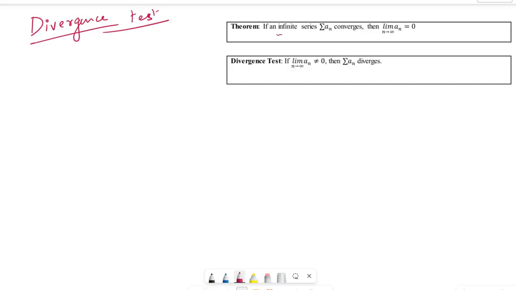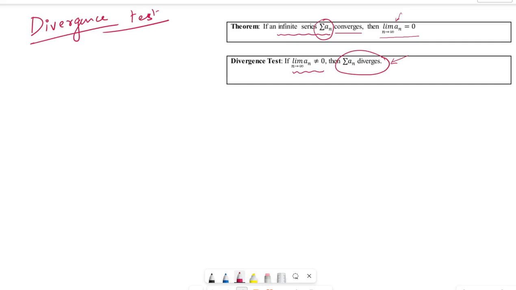It says if an infinite series converges, then the limit of the general term of the sequence an is equal to 0. So this is a very important theorem. Actually, we use the converse of this theorem more importantly. We say that if the limit of the general term of the sequence is non-zero, we can claim that the series is divergent, because if it was convergent, then that should have been equal to 0.